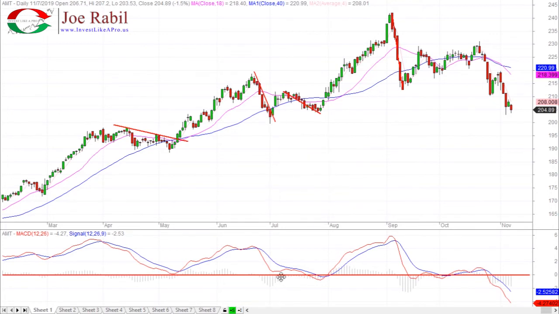And as it turns out, what ends up happening when you get a violent decline, in many cases, you're going to work your way back up and test resistance and then come back down and test the low.